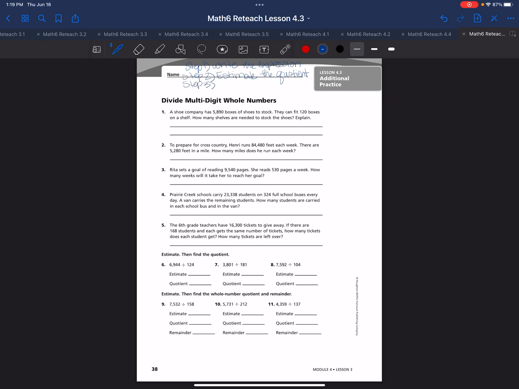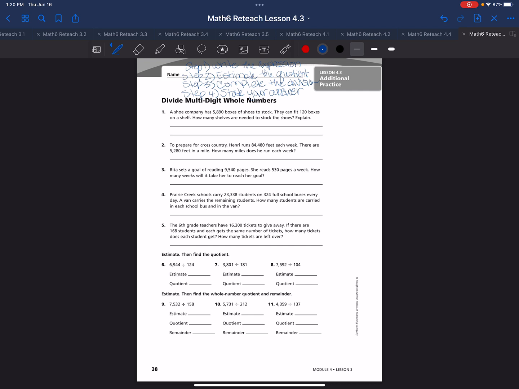Step 3, complete the division. And then step 4, state your answer. It's always good to go back and read the word problem.